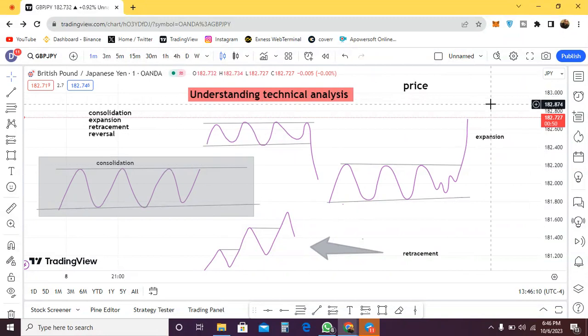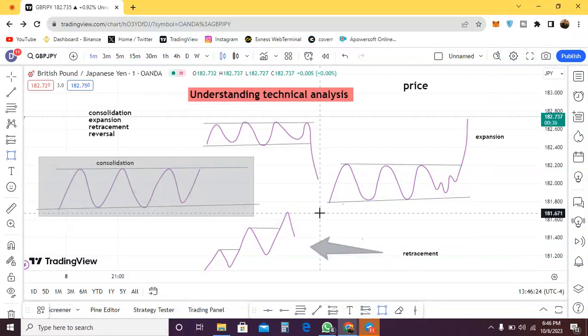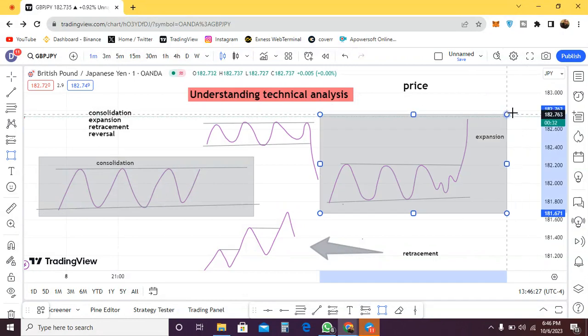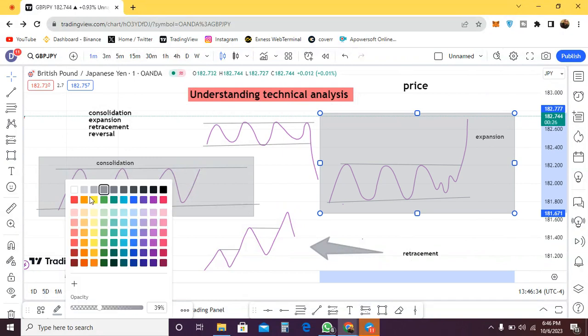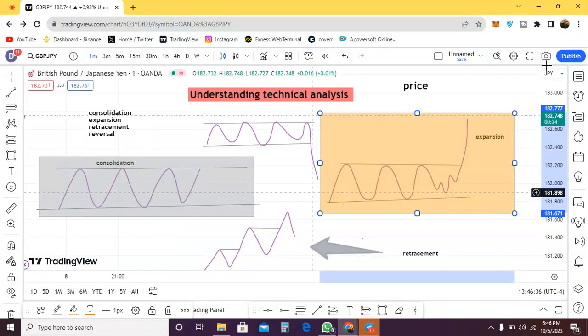Now, when you open your chart, I told you the first thing you want to do is first know what the price is doing. Are we consolidating? Are we on an expansion level, or are we on a retracement level? So this very big push over here is what we call the expansion. Let me just mark it out over here. So this will be the expansion market over here.